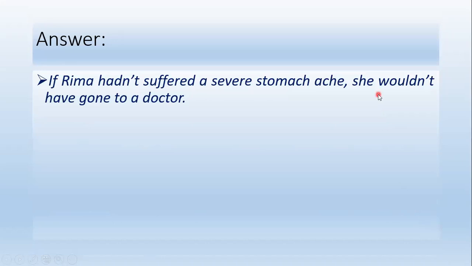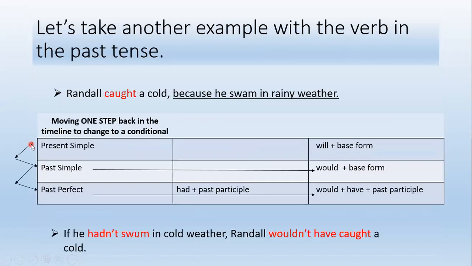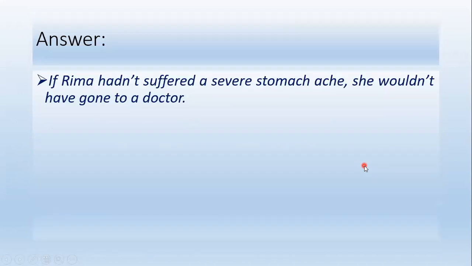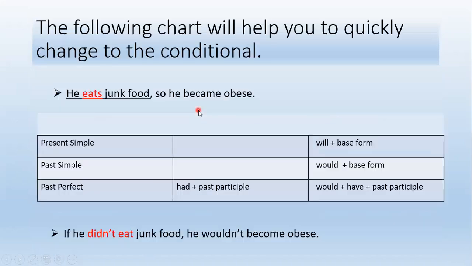Okay, now you're going to practice this sentence. If Rima hadn't suffered a severe stomach ache, she wouldn't have gone to a doctor. Okay, so that's the answer. We already answered it. Again, let's go back. We said Rima went to the doctor because she suffered a severe stomach ache. The answer would be, if Rima hadn't suffered a severe stomach ache, she wouldn't have gone to a doctor.